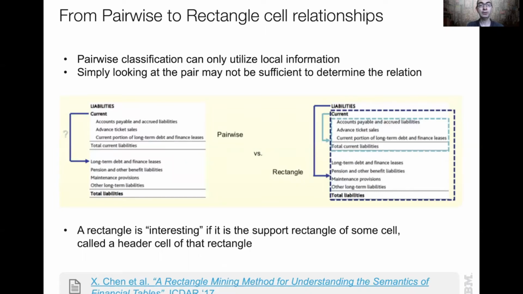To address this issue, a follow-up work by Chen et al. looked at this problem as a rectangle mining problem. The main idea is to identify what the authors call interesting rectangles, which conceptually are rectangular regions that contain all descendants of a particular row header. And this approach iteratively combines smaller rectangles into bigger ones based on their similarity until it identifies the final row header hierarchy for the entire column.